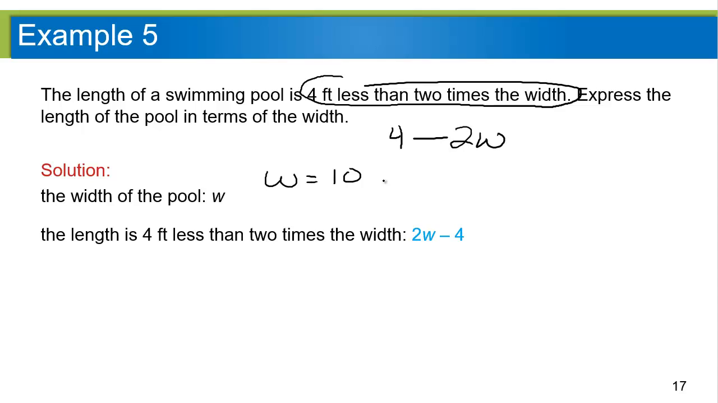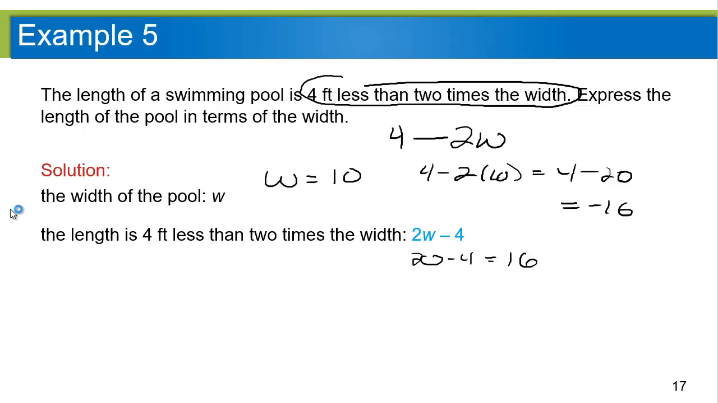Well, if I put 10 in here, I get 4 minus 2 times 10, which gives me 4 minus 20, which is negative 16, which right off the bat should tell you something's wrong because how can I have a negative length, right? So then you come down here and you go, well, this is 20 minus 4, which is 16. Is 16 4 feet less than twice the width? Yes, because twice the width would be 20. 20 minus 4, right? 4 feet less, that would be 16. So when you put it back in the context and actually use numbers and think about it, okay, so now I'm going to let this thing actually be 10 feet wide. Now, according to the description, how long would my pool be? And do the math and make sure it makes sense. That's a great way to check your work and make sure that you haven't made any mistakes. All right, hope this helps.